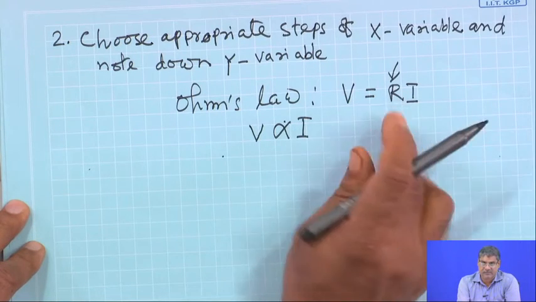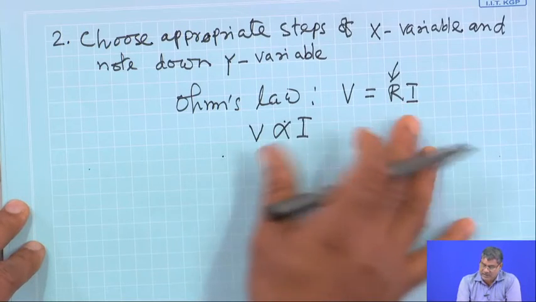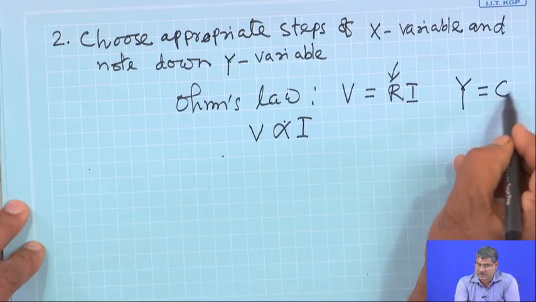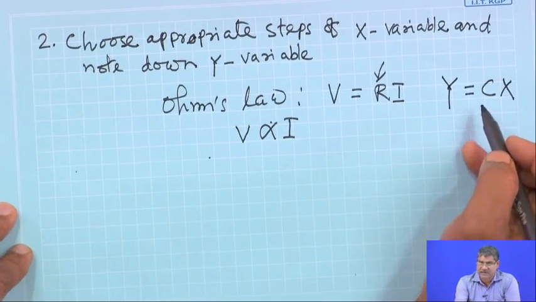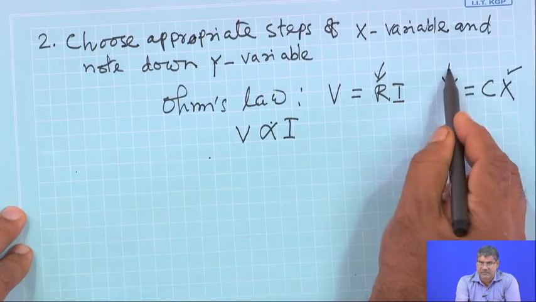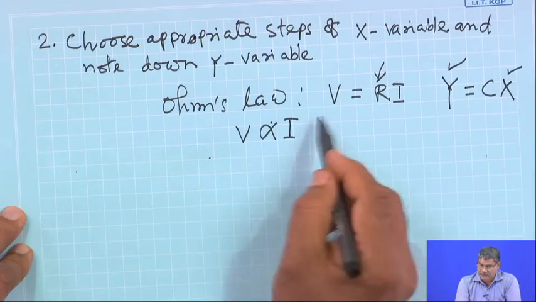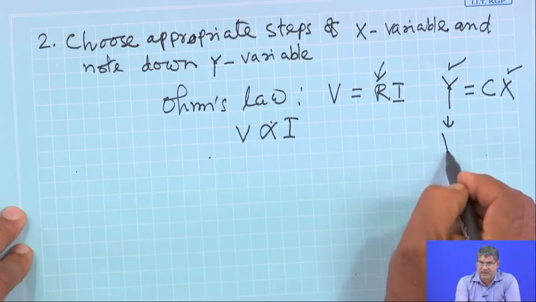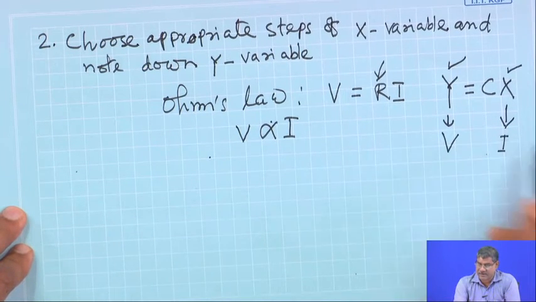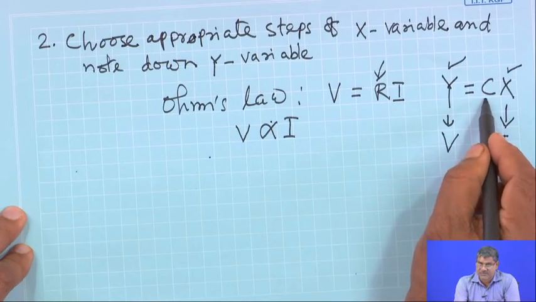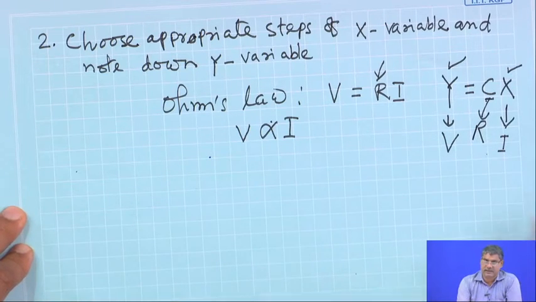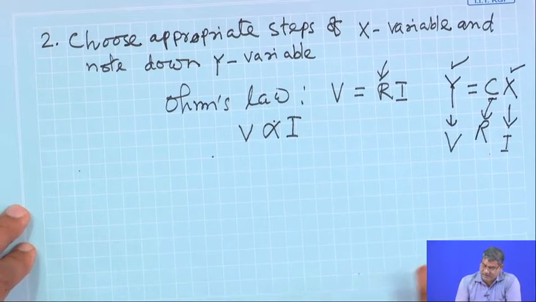So, this is the proportionality constant. It is like y equal to C x. This relation is y equal to C x, where C is constant, x is the independent variable, and y is the dependent variable, right. In this example, y is basically V and x is basically I, and this constant C is basically R, right.